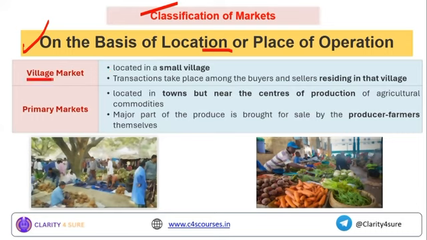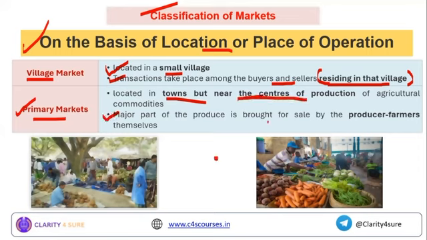First is the village market. Its location must be a small village, right? We call a market a village market when it is located in a small village, and the transaction takes place among the buyers and sellers residing in that village. Next is the primary market. The primary market is located in a town or some semi-urban area, but near the centers of production. The major part of the produce is brought for sale by the producers or farmers themselves. There is no involvement of traders here.